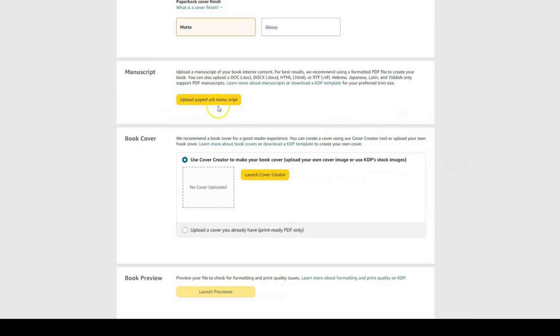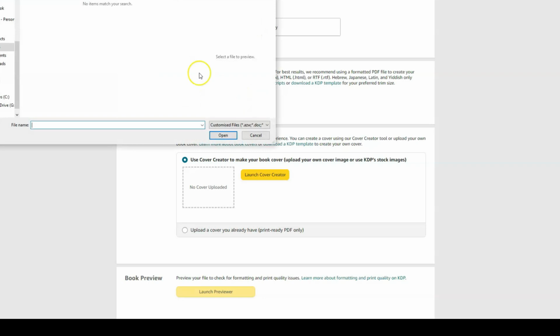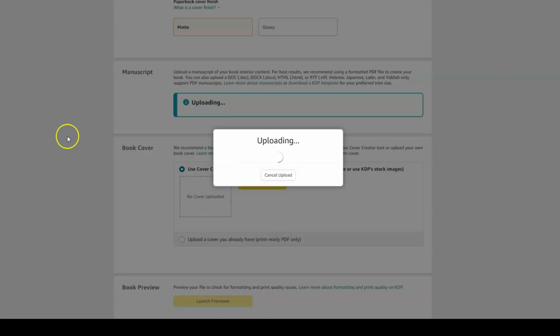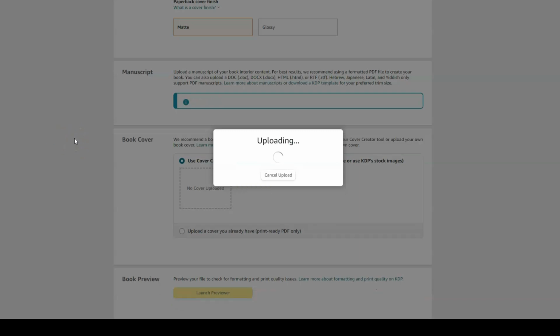Now comes an important part. We're going to upload our paperback manuscript. So this is your interior, and I've provided you with a free interior. I hope you have downloaded that. If not, I'll leave another link below this video where you can find it, and you can just download that onto your computer, and then we can upload it here. So all you have to do is upload paper manuscript, click on that, and then you find your manuscript on your computer, and it's uploading now. This always takes a little bit of time, so just be patient.